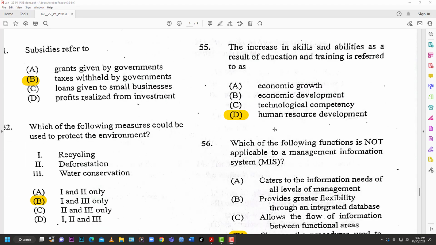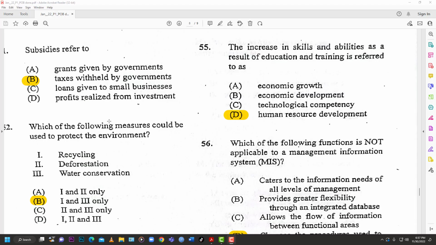51. Subsidies refer to. What are subsidies? That's where the government helps to release the financial burden on certain persons, certain investors, certain producers, right? And the best answer here is tax withheld by the government. You know, sometimes you might want to invest in something, and the government says, okay, you don't have to pay any duty, you don't have to pay any income tax or anything, and that would bring down the overall cost of production for you, and that's a subsidy right there, bring down the cost of production.